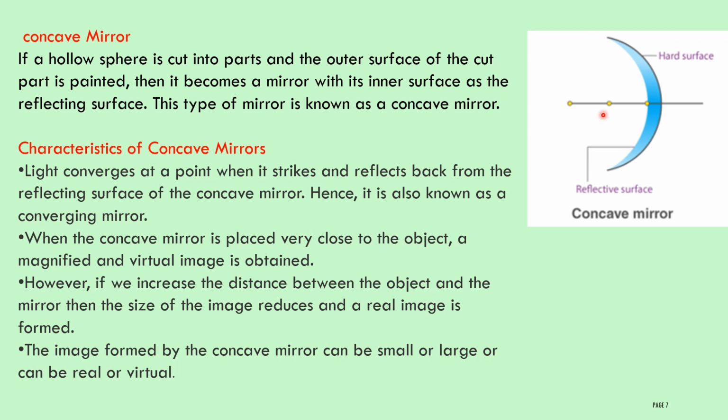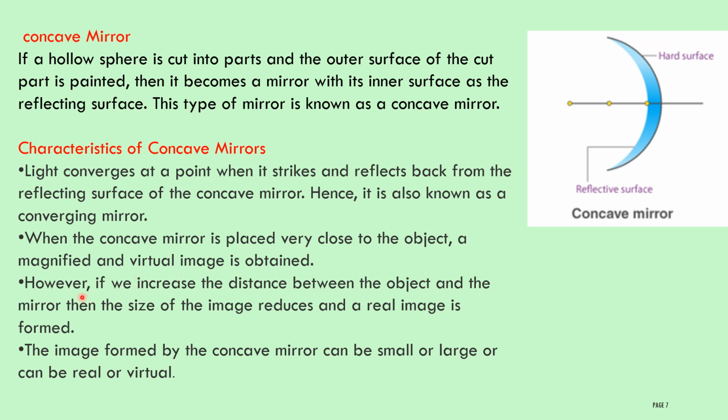After reflecting from the concave mirror, the parallel beam of light meets at a single point. At that point you get an image. This process we call converging, and this type of mirror we also call a converging mirror. Then, when the concave mirror is placed very close to the object, a magnified and virtual image is obtained. When you keep an object near the concave mirror, you get a magnified, virtual image.